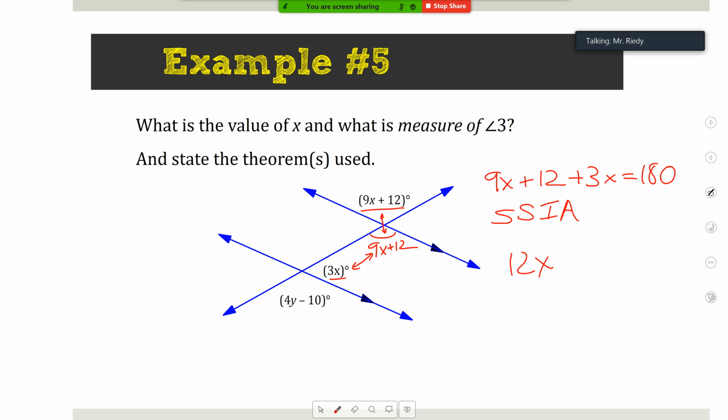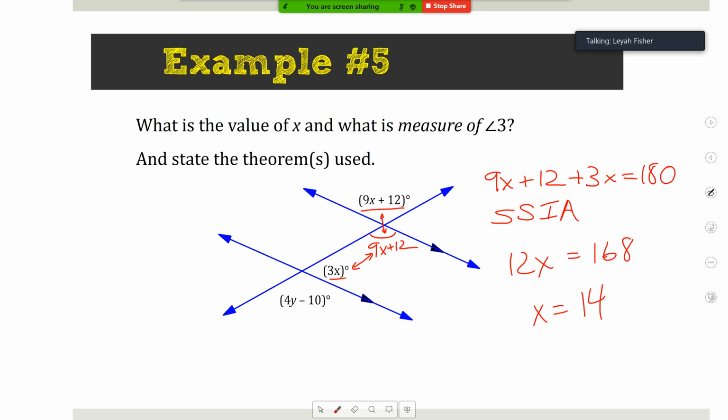Solving this, we get 12x equals 168. So x is equal to, a little help please, 14? Is it 14 exactly? Yeah. Beautiful. Okay, now what, Leah?